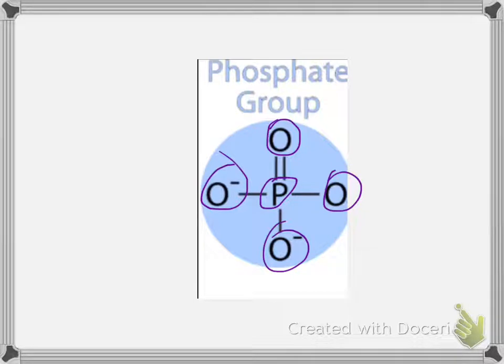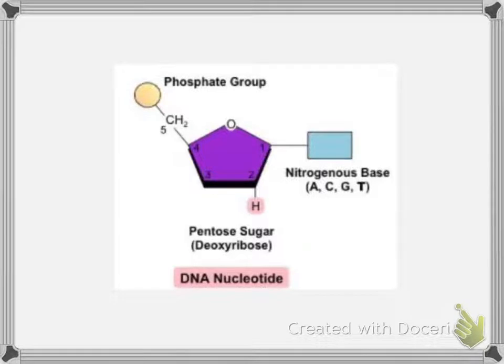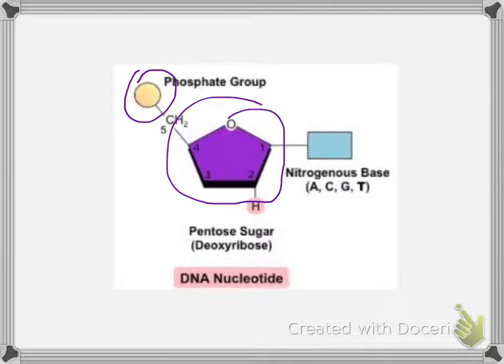Now we can see the structure. This is the structure of a nucleotide. Here you can see the phosphate group. This is the pentose sugar, deoxyribose, and this is the nitrogenous base: adenine, cytosine, guanine, thymine. Any one of these nitrogenous bases is attached to this pentose sugar, and at the 5' position a phosphate group is also attached. This is the structure of a DNA nucleotide.